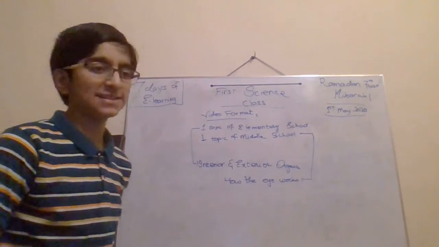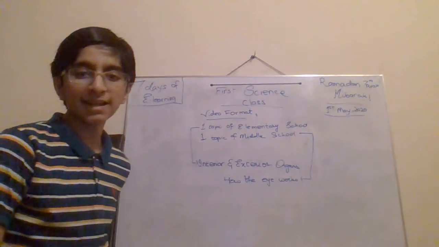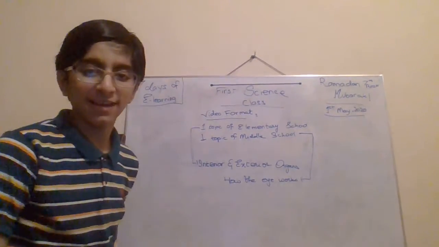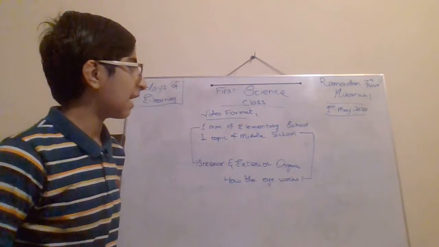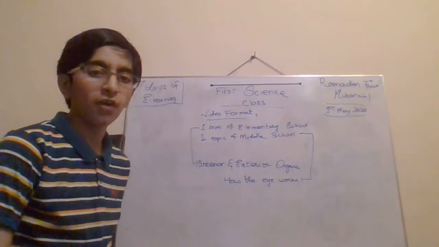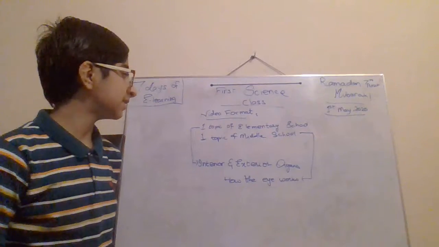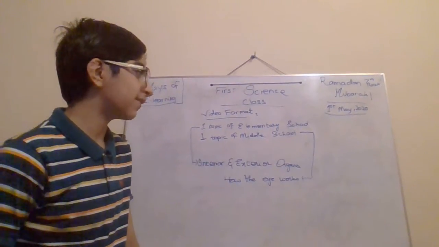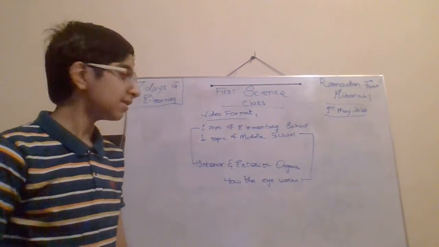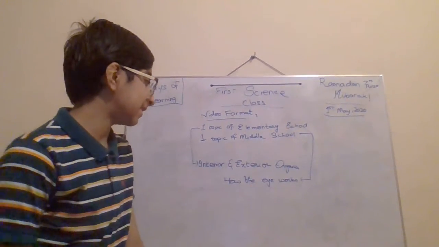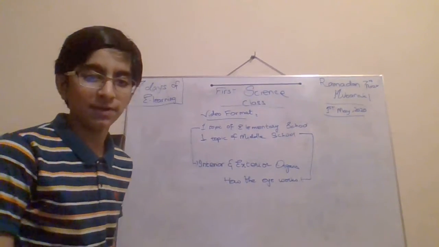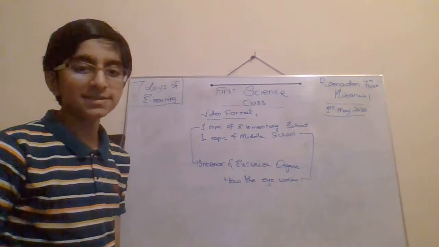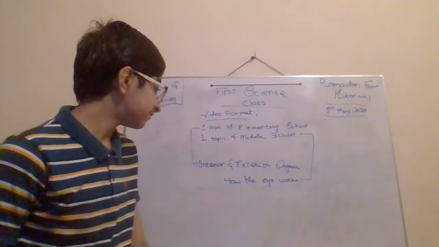As you know, today is Friday and today is our first science class, as we had skipped it last week unfortunately. So firstly, I'll tell you the video format which we are going to follow in our science videos. It's going to be one topic of elementary school and one topic of middle school in each video. And for today's video, it is interior and exterior organs for elementary school and how the eye works for middle school. So let us learn one by one.